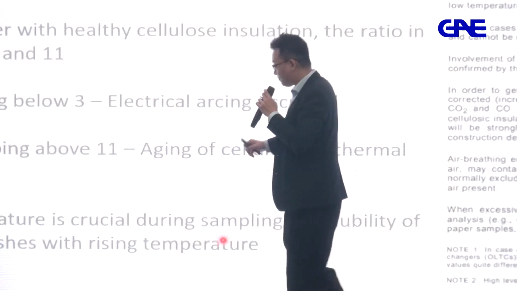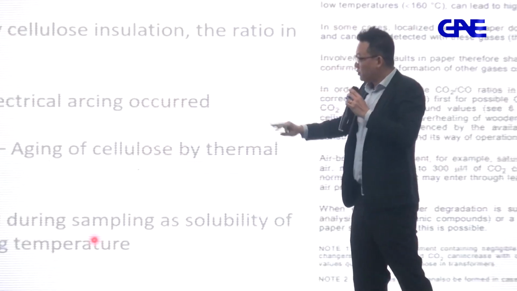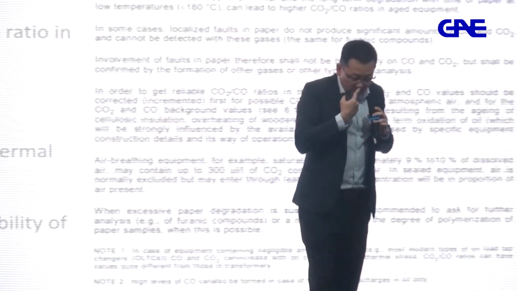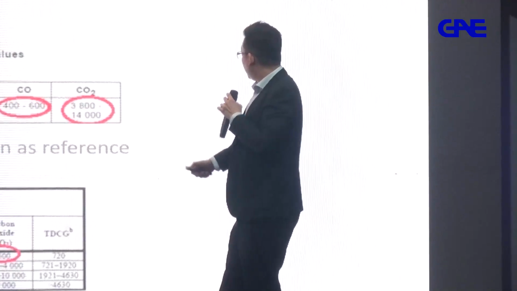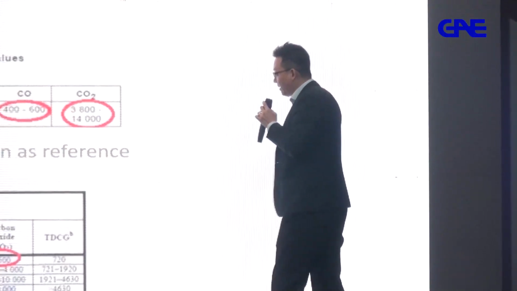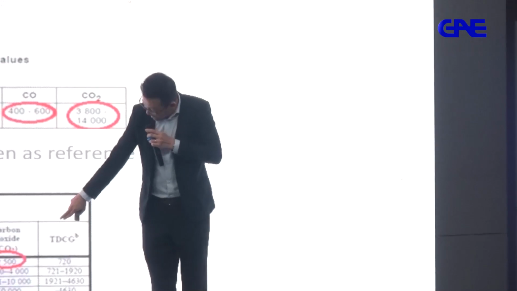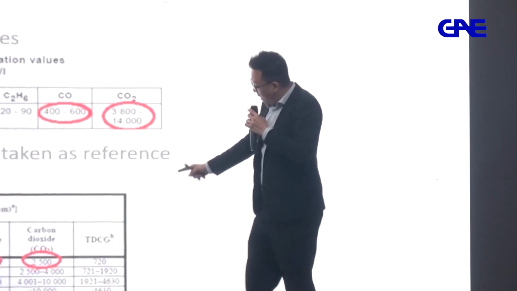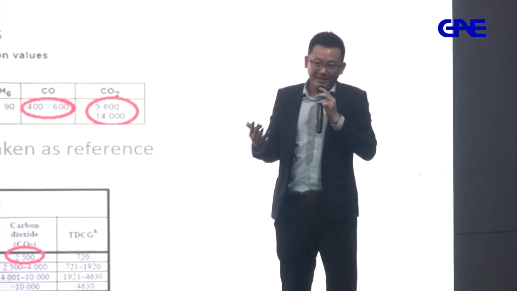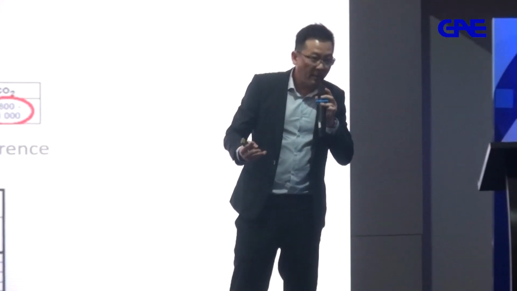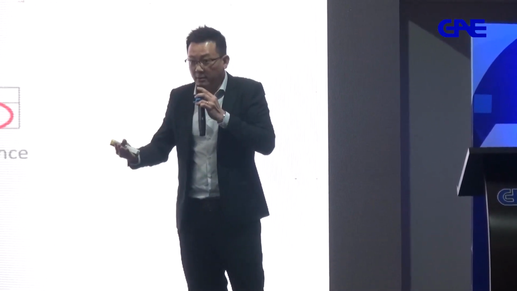So imagine, take for example, the previous one. If I have 2,500 ppm of carbon dioxide, then probably around 500 of carbon monoxide, what is the ratio? 2,500 divided by 500, which is 5. It's in between 3 and 11. So we consider it's a healthy transformer.